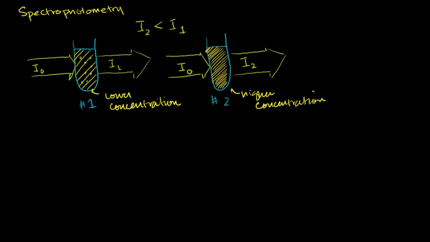It's also the case if the beaker was thicker. So if you have another situation, let me draw another beaker. If you have another beaker that is twice as wide, and let's say it has the same concentration as number 2. We'll call this one number 3. It has the same concentration as number 2, so I'll try to make it look fairly similar to this.